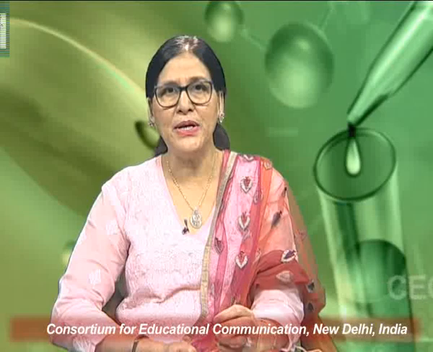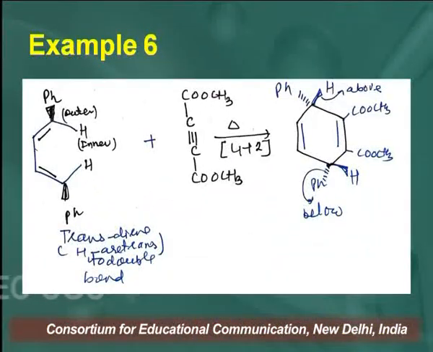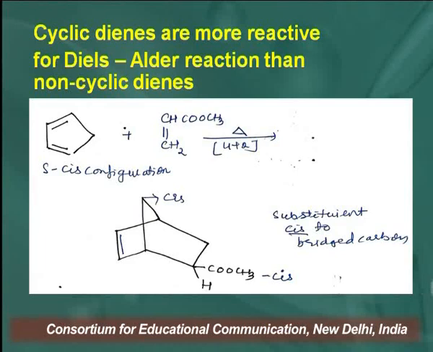This is another example. This H and Ph are trans to each other, so we get a product where H is above the plane and Ph is below the plane. So learner, this is again a very important example. Cyclic dienes are more reactive for the Diels-Alder reaction. We have seen the Diels-Alder reaction, or 4+2 cycloaddition reaction, where the 1,3-butadiene is acyclic, but in the case when the diene is cyclic, it is very reactive.